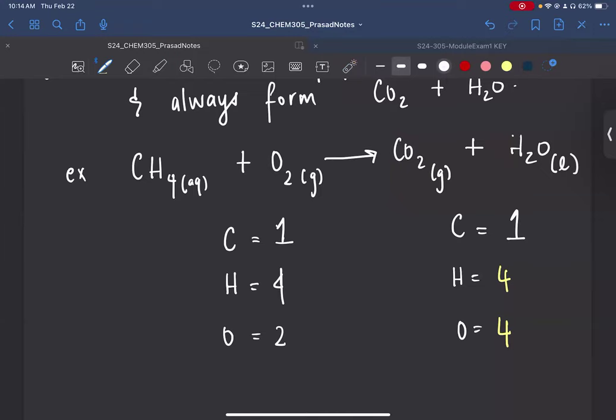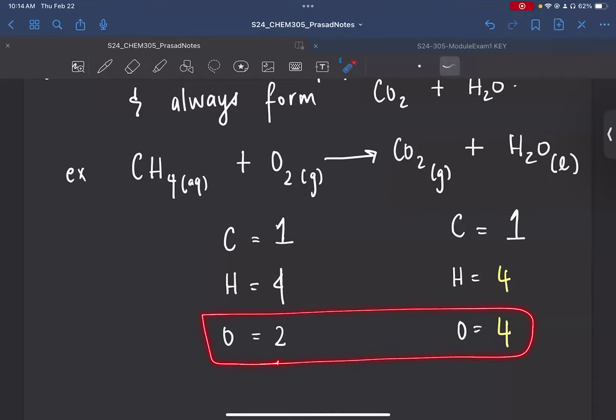Okay. All right. So far, carbon is balanced. Hydrogen is now balanced. Doing good. Finally, we have oxygen. What do we need to do to oxygen to balance the equation? On the left or on the right?